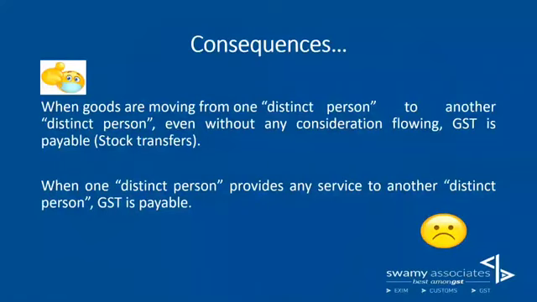Because of this deeming fiction, there are two consequences. One is when goods are moving from one distinct person to another distinct person, that is stock transfer. So I have a factory in Tamil Nadu. I stock transfer to my depot in Karnataka or Telangana, wherever it is. So that becomes a supply. I am liable to pay the tax, GST, no problem.